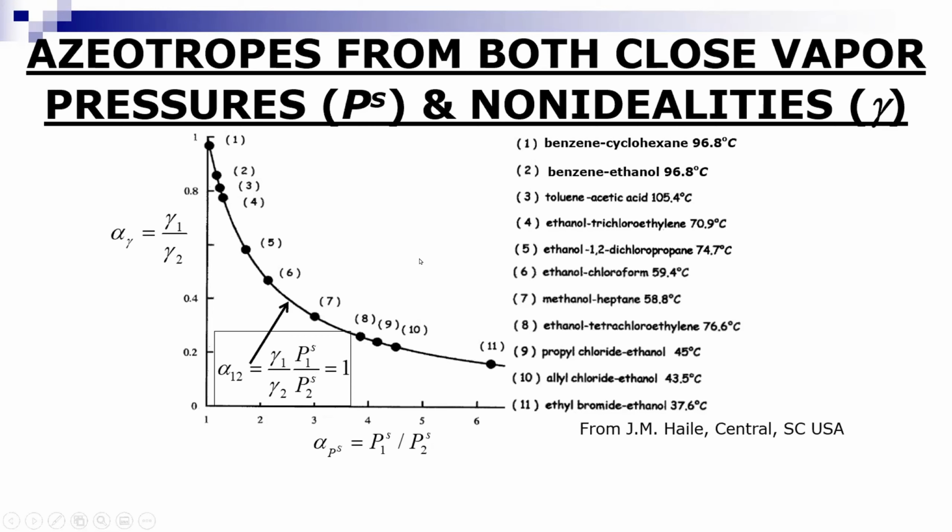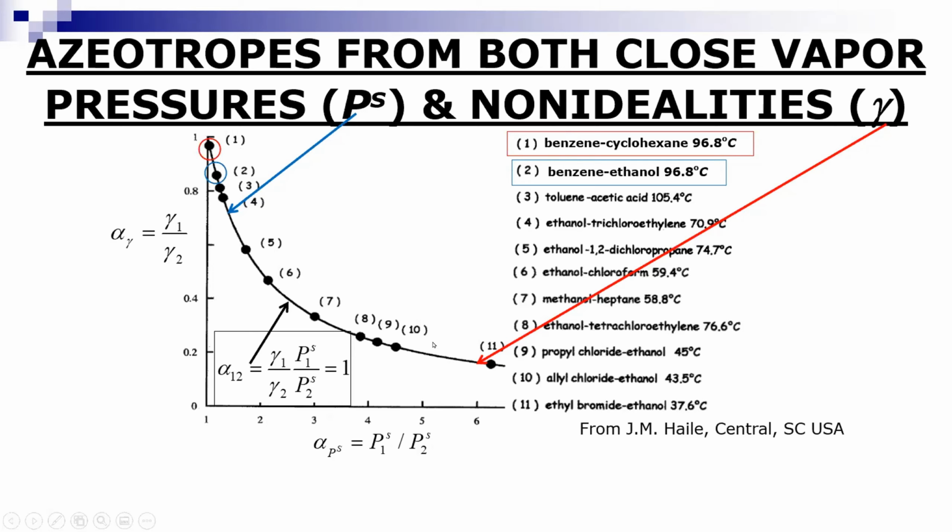Now, what happens is that many different systems are on these, and you get one set of azeotropes that are caused by close vapor pressures, because you see this is at a low value of the ratio of vapor pressures, and others that occur because you get a large difference in activity coefficients. The ones that I showed you, benzene-cyclohexane and benzene-ethanol, are here because their vapor pressures are very close.